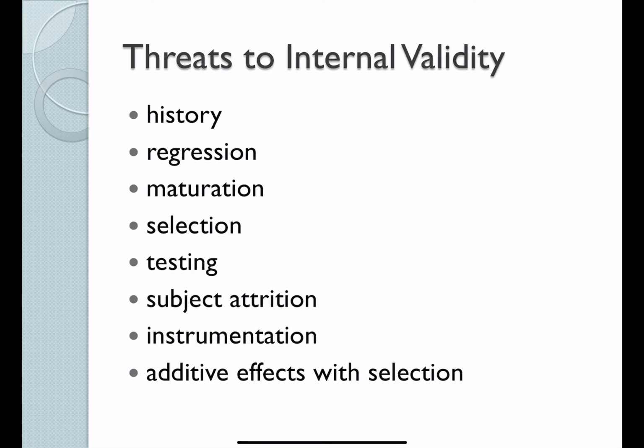Testing has to do with the fact that just taking a test might change how we perform on it in the future. Subject attrition is that some participants might drop out of our study and that could influence our findings. Instrumentation is that the instruments or the tools or the measures that we use in our study could change over time. And then additive effects, where these might work in combination.